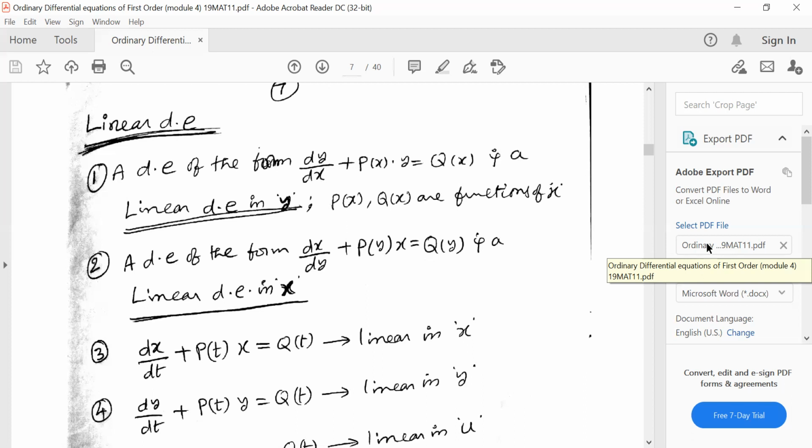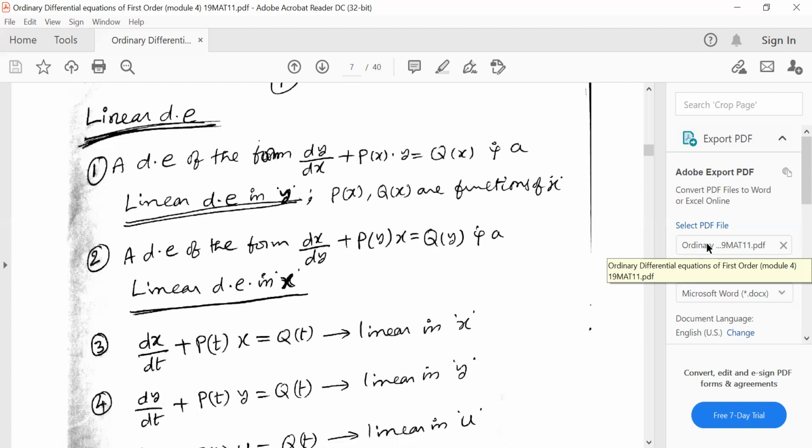It is not always in y, we can also have it in x. That is what the next format shows: dx by dy plus p of y into x is equal to q of y. Just the reverse of the previous, changing the variables x and y. So it is called a linear differential equation in x. In the same way we can have other variables. See here we have written dx by dt. So it's not always that only the y term or only the x term is present; we can have different forms.